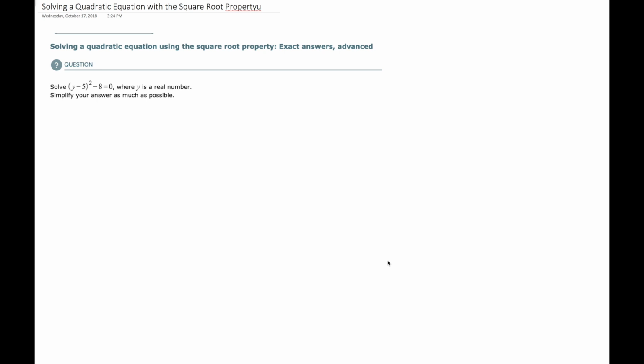All right, so this is a quadratic equation because what's the highest power? 2. That makes it quadratic. And the goal is to solve it using the square root property. All right, so I'll write it down right here.